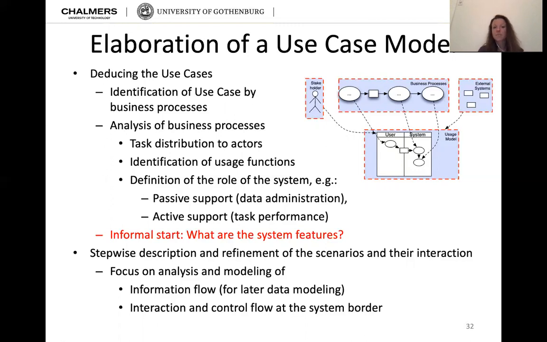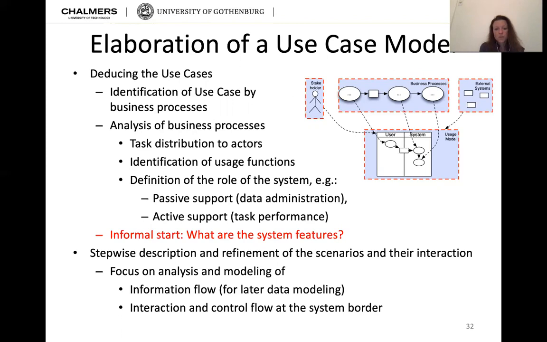So we analyze the business processes. We talk about how the distribution to actors works, so which actor is related to which use case. We identify the usage functions of the system, and we define the roles of the system. So the system can be just passive support, for example, data administration, or it can be an active support that carries out some task performance.